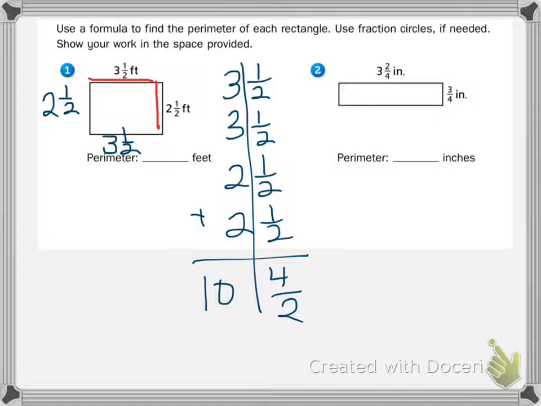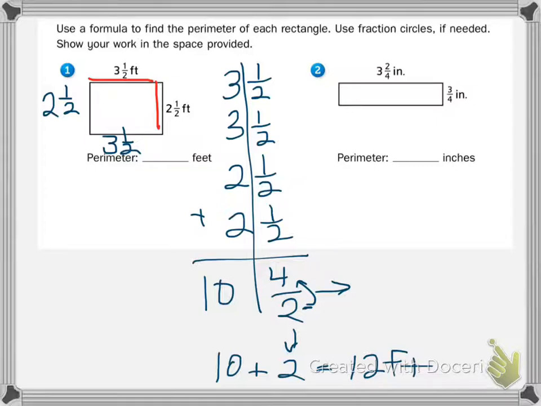Now that is not the way we write these fractions, because you can't have a whole number with an improper fraction. So how many times does 2 go into 4? Okay, 2 goes into 4 twice. So this is really the same as 2 whole. So if we have 10 and 2 whole, 10 plus 2 is 12. So the perimeter of this rectangle would be 12 feet.